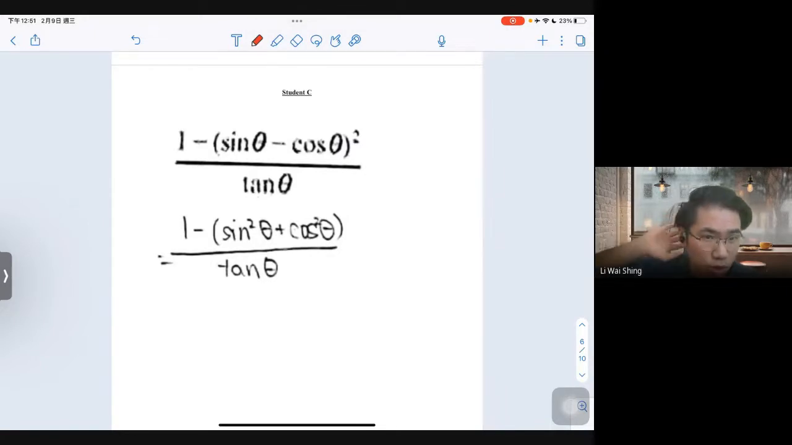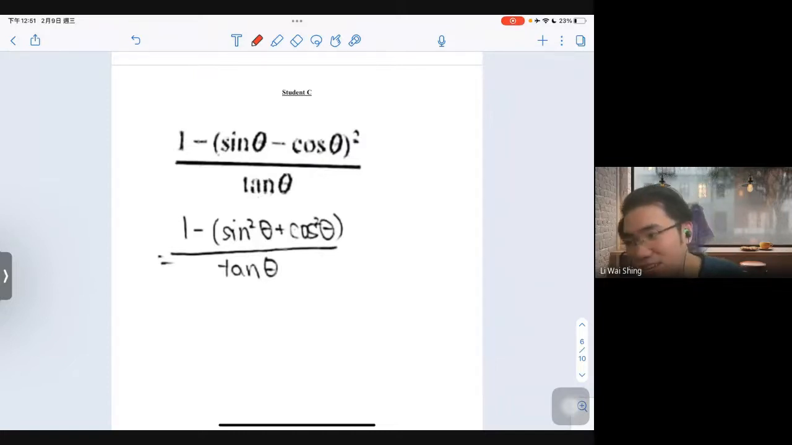I don't know what to say. This is interesting. Still in Form 3, this kind of mistake. Hui Yin, can you give some comment? What do you think?